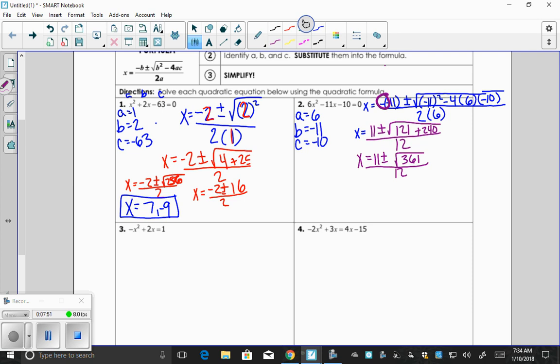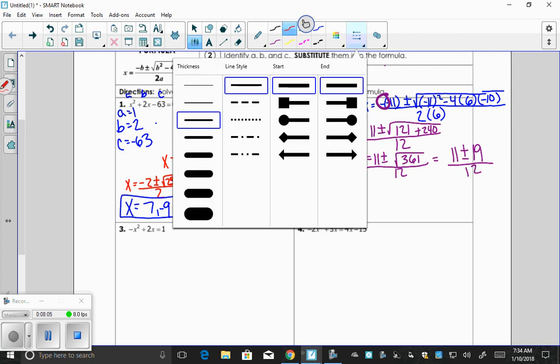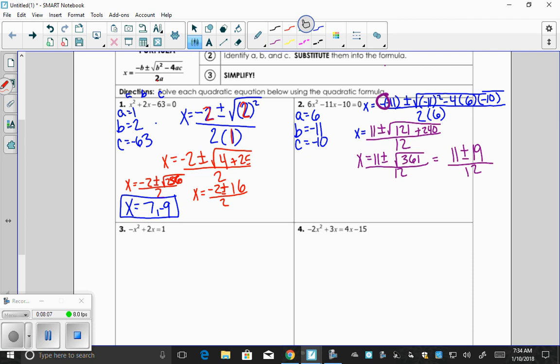Square root of 361 is again another perfect square. So you're going to get 11 plus or minus 19 over 12. Split it up into your two equations, and you're going to get x equals 11 plus 19 over 12, and x equals 11 minus 19 over 12. So those are my two equations. I just have to simplify.